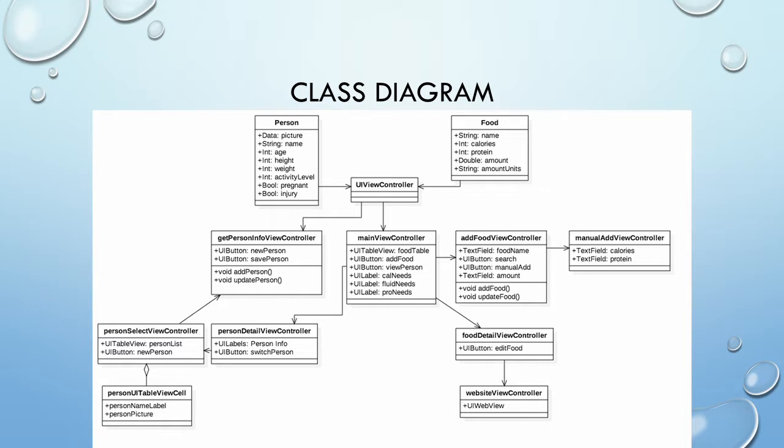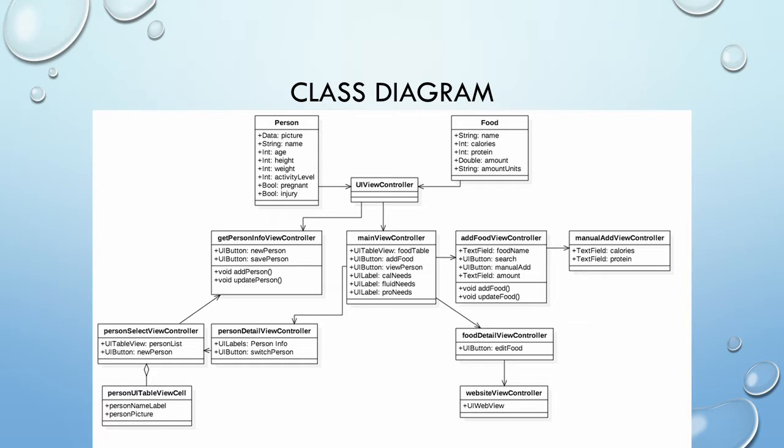And we also see the custom class of a food item that has a name, a calorie amount, protein amount, and then how many servings is used for it. The class to get all of the person's information is seen as the get person info view controller. And that's basically where you see the list of age, height, weight, and other information that you can enter in about each profile that you create.